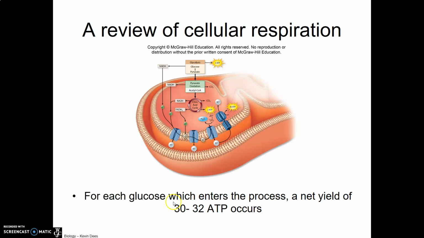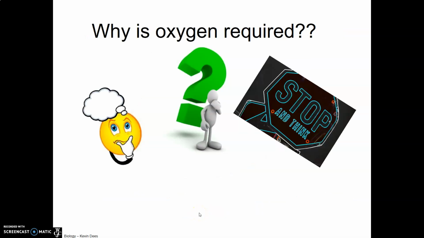So for each molecule of glucose that enters this process, a net gain of about 30 to 32 ATPs occurs. Now the question is, why is oxygen required?